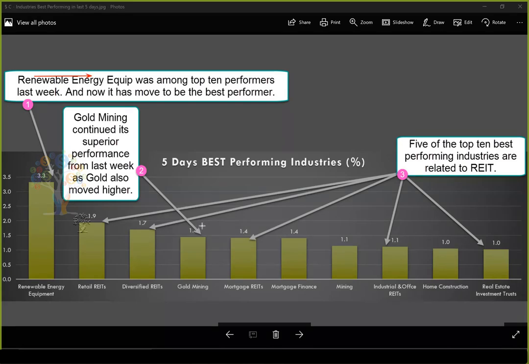Gold mining continues to do better as gold also went up from the memory support as we discussed earlier. And this week, looking for patterns, we see five of the top 10 best performing industries are in REIT. Industrial and office REIT, real estate investment trust, mortgage REIT, diversified REIT, and retail REIT. So you may look for long opportunities in the REIT group for the upcoming week.